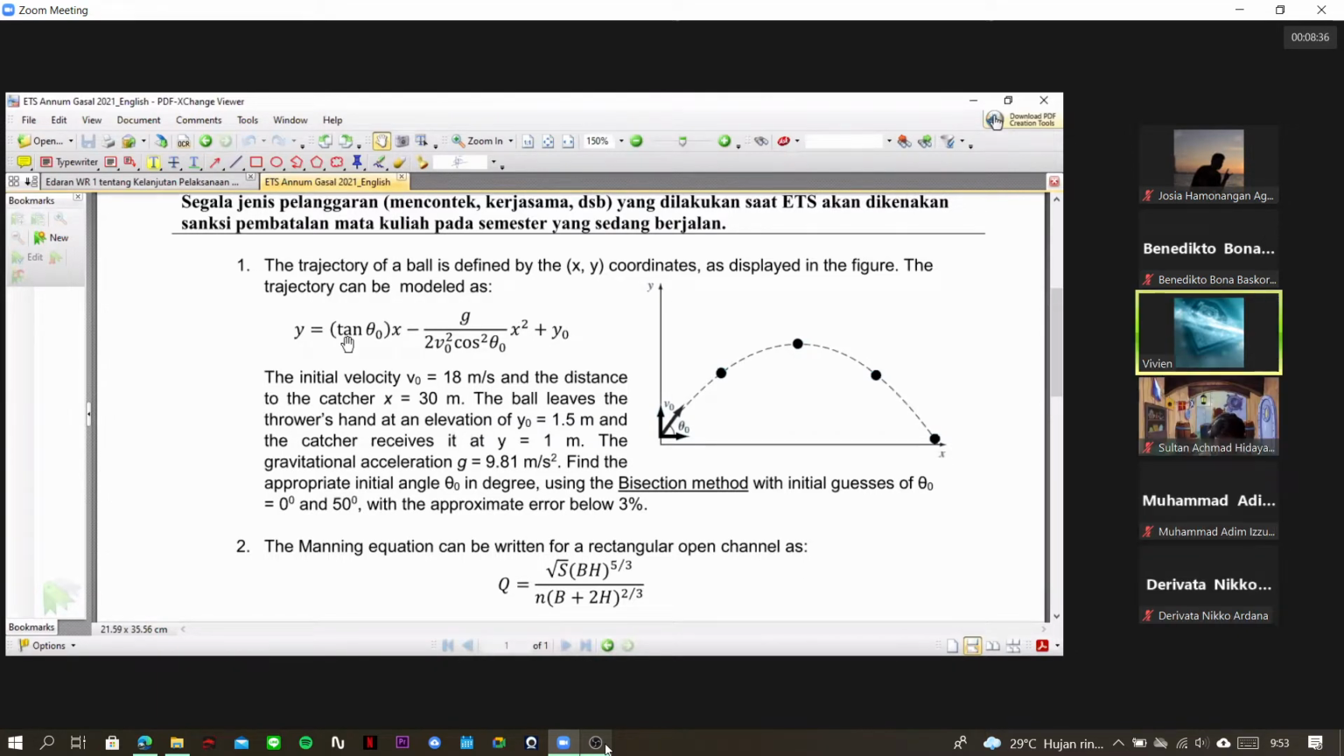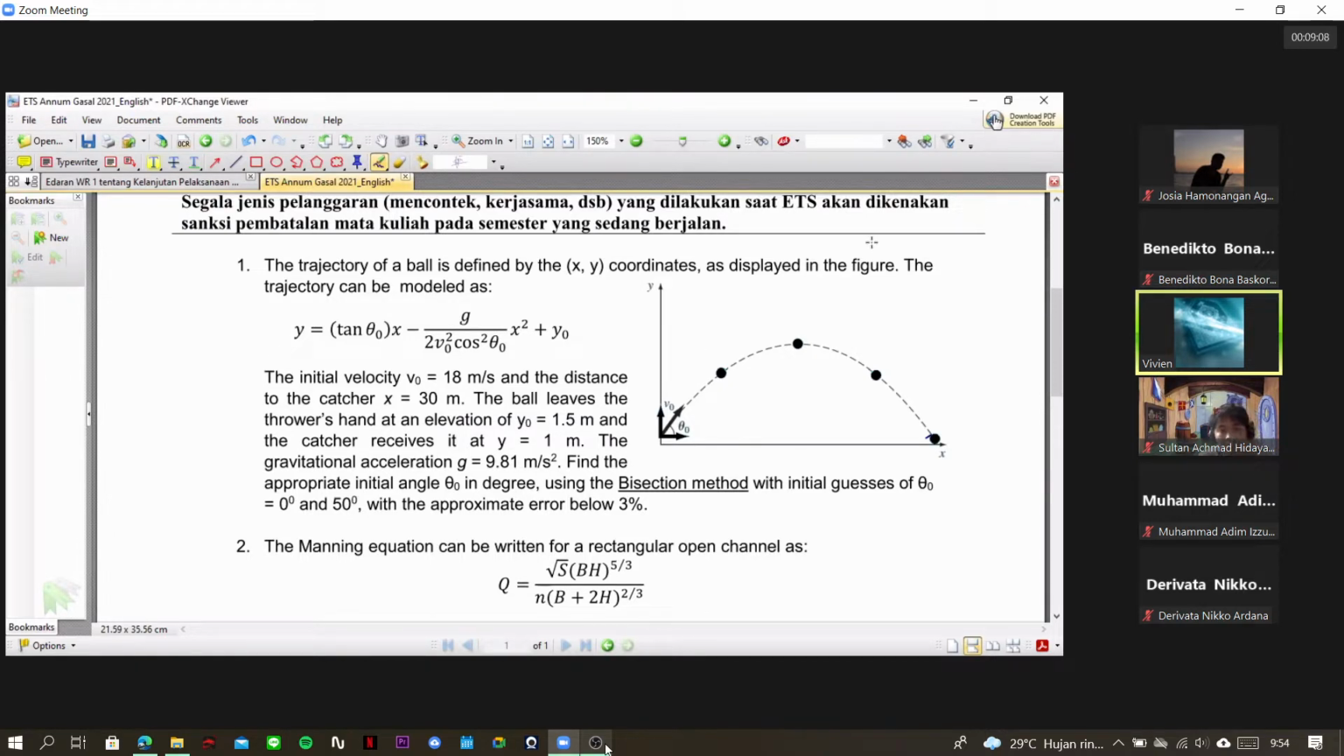We have the initial velocity, which is 18 meters per second, and then we have the distance to the catcher, which is 30 meters. This is thrown with an initial velocity of 18 meters per second, and the ball leaves the thrower's hand at an elevation of 1.5 meters. So y0, the initial height, is 1.5 meters. And then the catcher receives it at 1 meter. Now the gravitational acceleration is known.